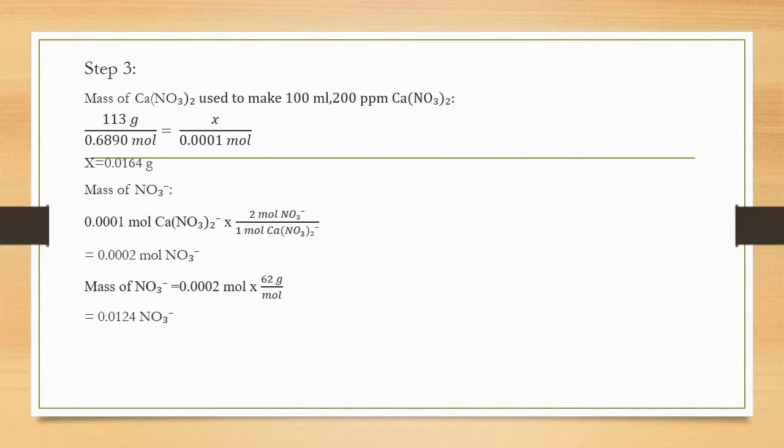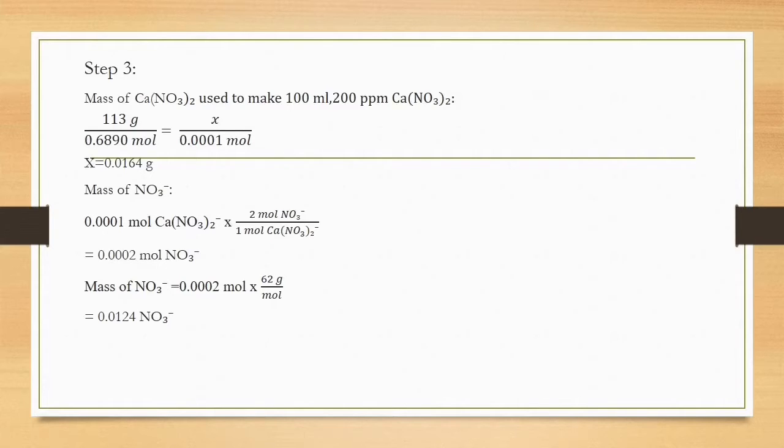Step number 3, we calculate the mass of calcium nitrate that used to make 100 ml 200 ppm calcium nitrate. So start with 113 gram over 0.6890 equal to X over 0.0001 mole. Then we get X 0.0164 gram. Then we calculate the mass of nitrate.